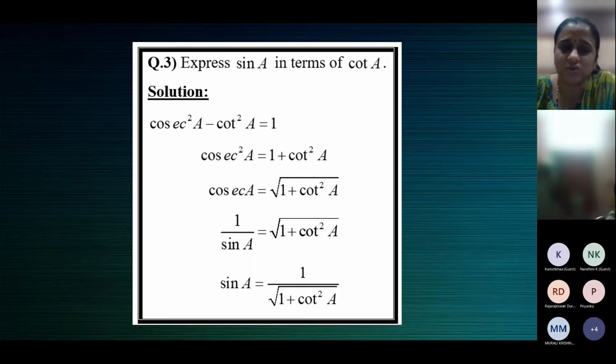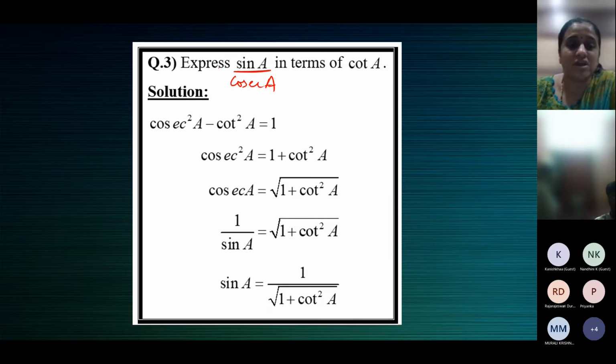Why? Because sine and cosecant are reciprocal ratios. So if you find cosecant, you can find sine. So you can read the question both ways: express sine A in terms of cot A or express cosecant A in terms of cot A. It is easy to express cosecant A in terms of cot A because they're related through an identity. Read the question like this: express cosecant A in terms of cot A, because cosecant and sine are reciprocal ratios.